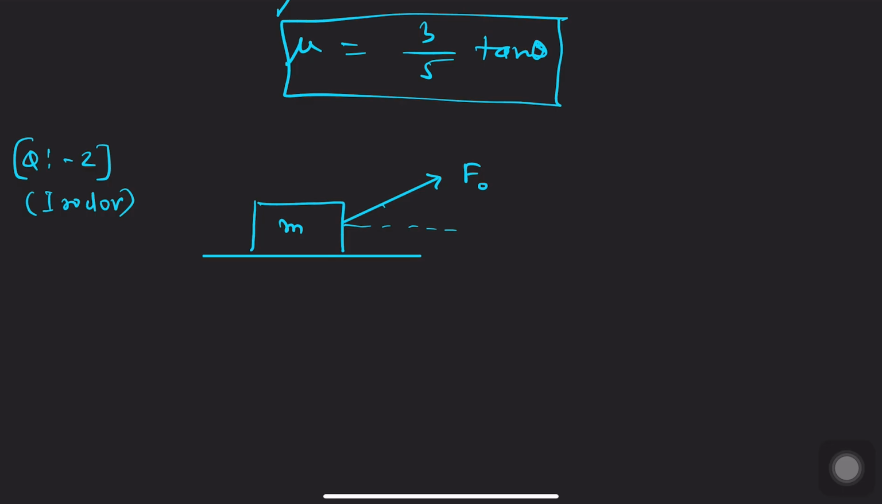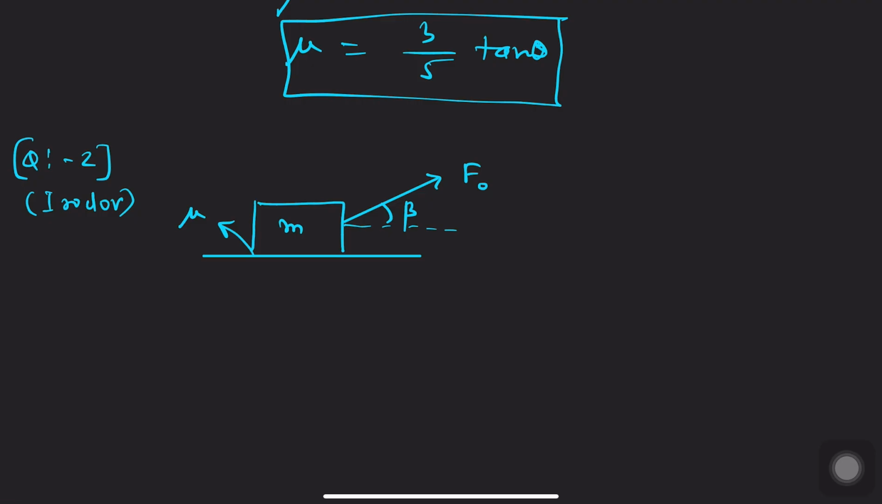And this angle is beta. Let's say the friction coefficient between the block and the surface is mu. Now the question is, what should be the value of beta for which we need f as a minimum force to slide the block.